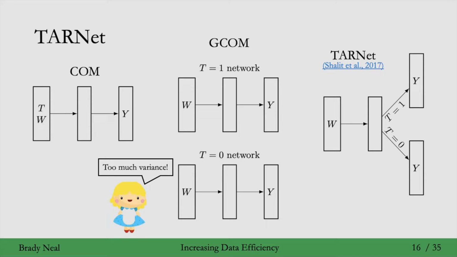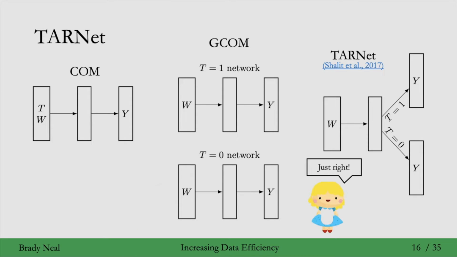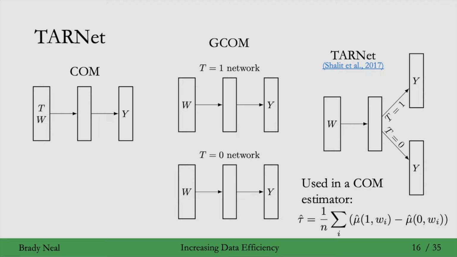So we only give W as input, and then the network branches off into two heads, one for the treatment group and one for the control group. The hope is that this will take the best of both worlds in the COM estimation and GCOM estimation. And technically we can use this network architecture in a COM estimator. So this single network would be the mu hat in the COM estimator, where the input for T is used to know which head to branch off into after getting to the treatment agnostic representation in the middle here.